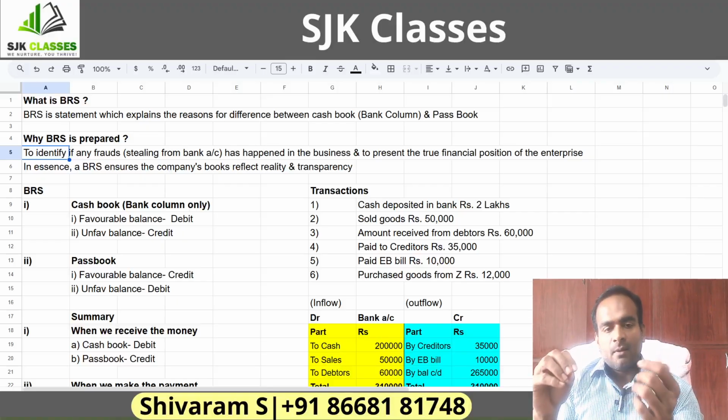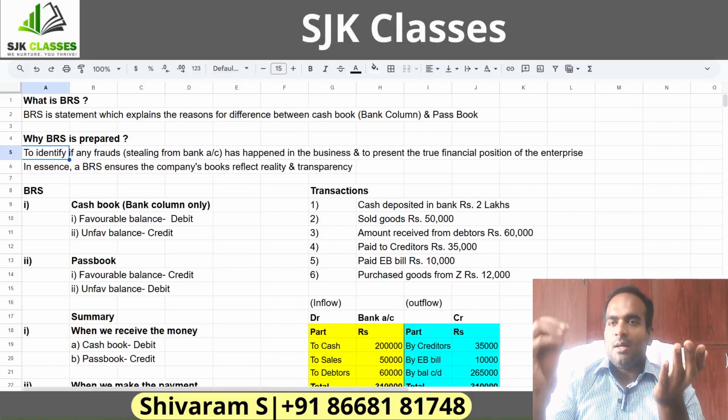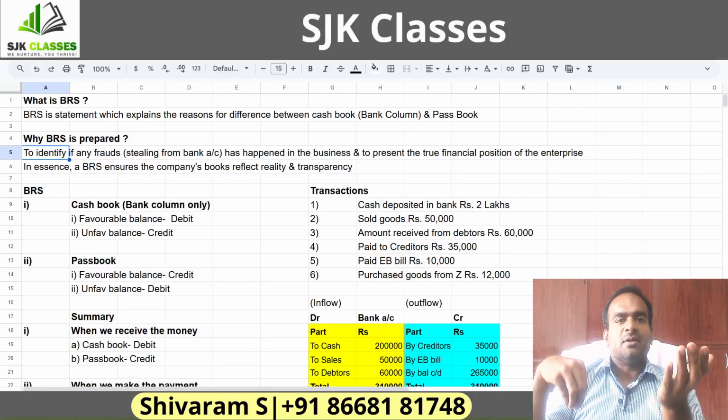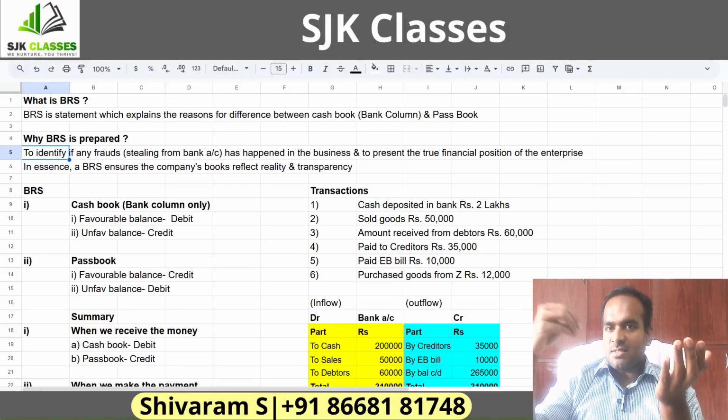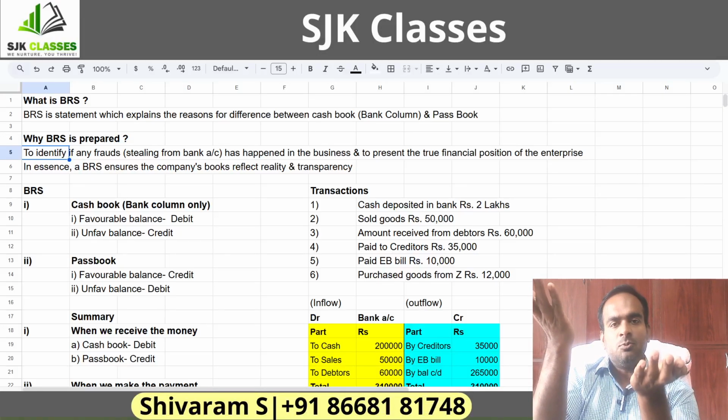Besides frauds, there could be other reasons as well which cause a difference between cash book and passbook. For example, let's say I have some fixed deposit in the bank. On the maturity date, or at some point of time at frequent intervals, the bank will give us interest. Whenever the bank pays us interest, the money will be deposited in the bank account. So, the passbook balance will go up. Since I'm not aware of the receipt of interest, I would not have passed any entry in the cash book. So, my cash book balance will be low.